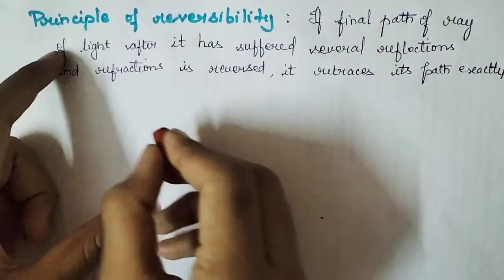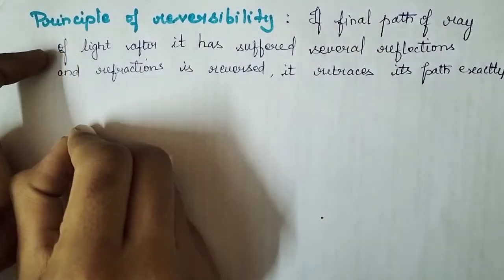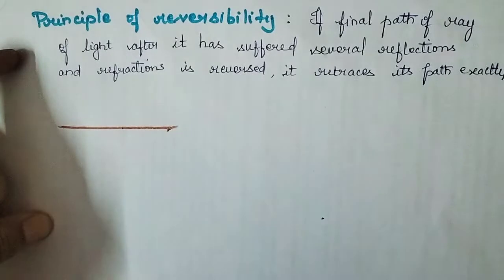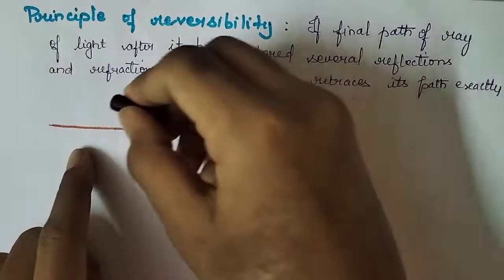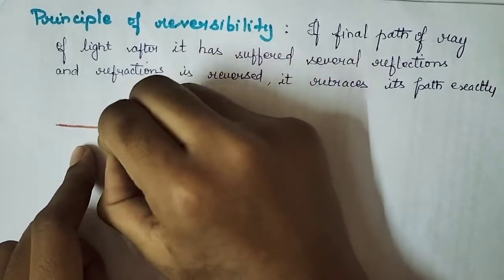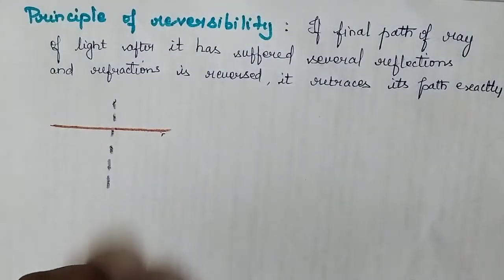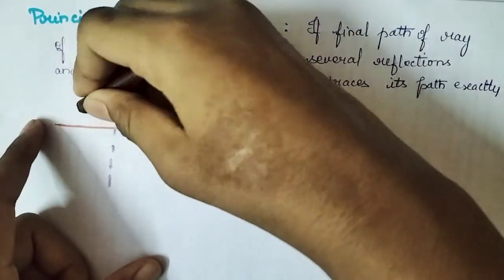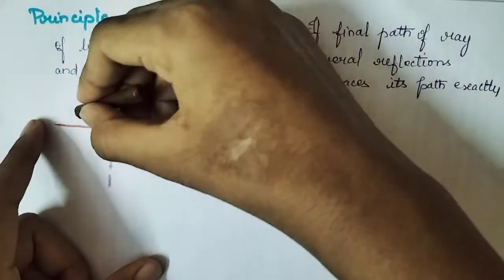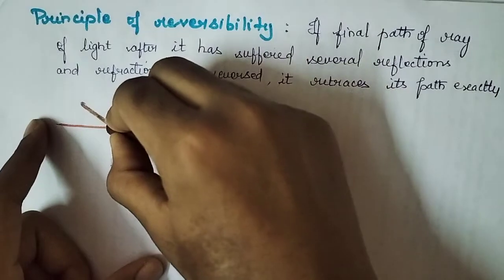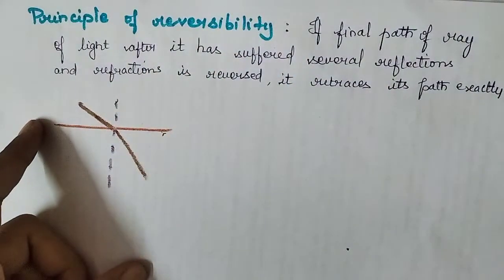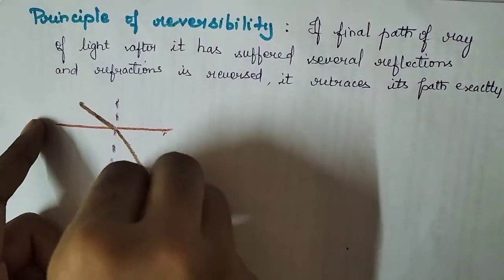So to explain with the diagram, I have a medium, separation, and normal over here, correct, normal, and then the incident light, correct, the incident light, and then the refracted ray. I have a plane mirror over here, so plane mirror.